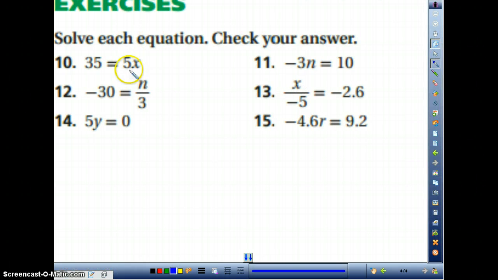Okay, on number 10, I want to solve for x. How do you undo multiplication by 5? Division by 5. And what you do to one side, must do to the other. The 5's cancel each other out. What's 35 divided by 5? X equals 7.